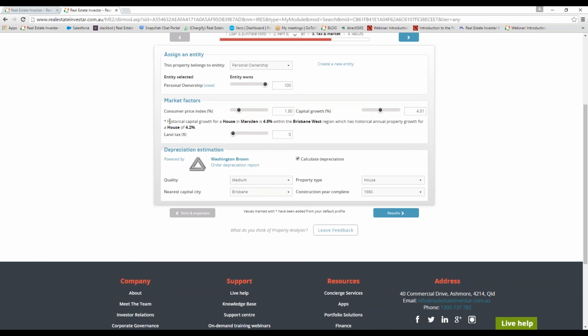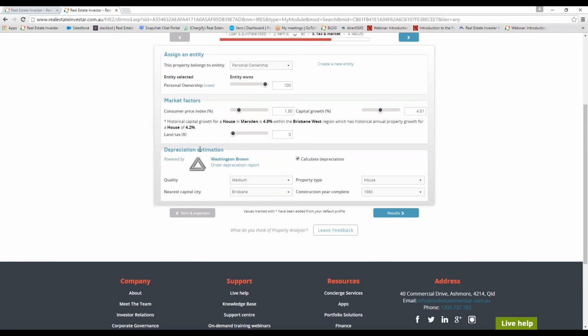Capital growth 4.81. We've got the note here for the historical capital growth for houses in Marsden at 4.8. So that's where we've gotten that information from. Again, if you believe it's going to be higher in the next year due to some new infrastructure or some changes you've spoken to the council about, you can factor that in here as well.